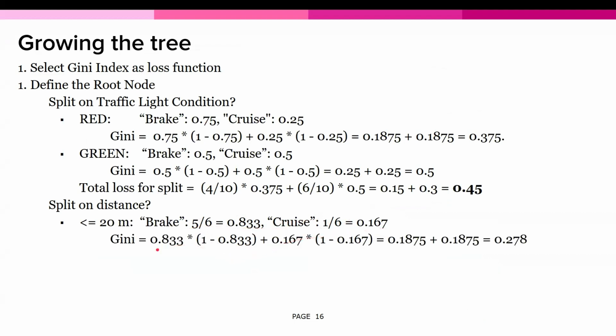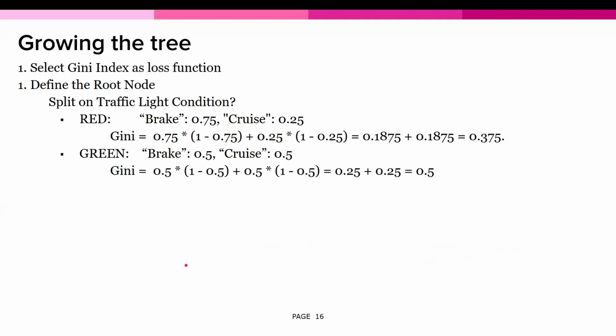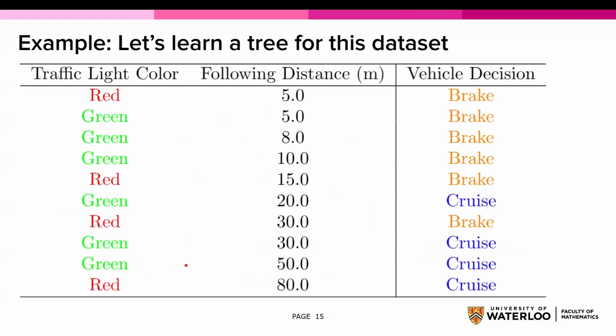And then our Gini index, it's going to be 0.833 times 1 minus 0.833. And for the cruise, we've got that there. It's going to leave us with 2 times 0.1875, for a total loss within the less than or equal to 20 meters subspace of 0.278. And then for greater than 20 meters, let's take a look at that.